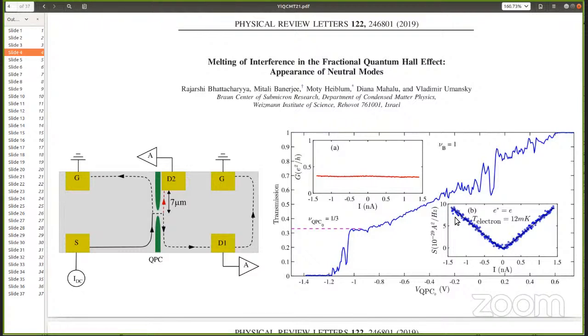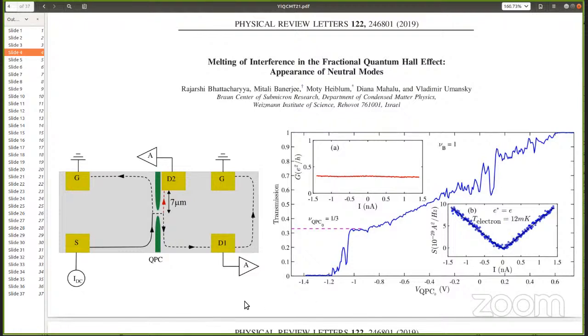So from the power spectrum of the noise, they can actually extract the Fano factor, which is the charge of the quasi-particle which tunnels across the QPC. And very surprisingly, what they find is that the Fano factor is actually e.